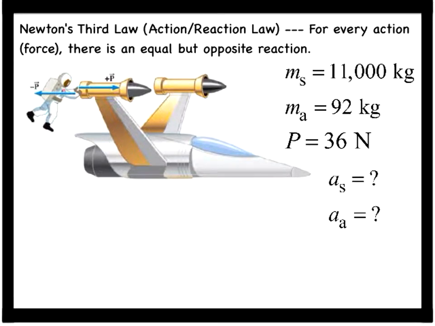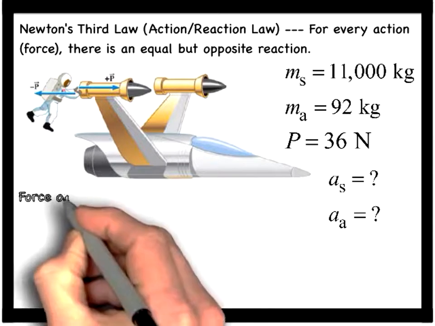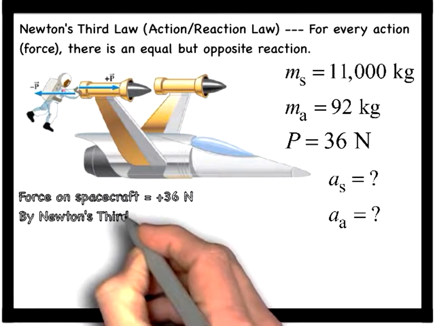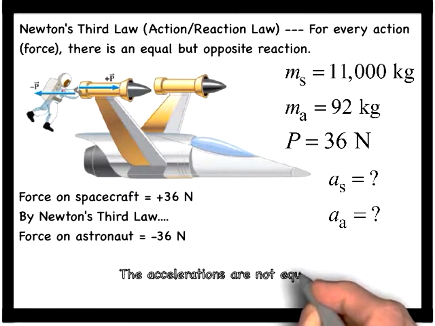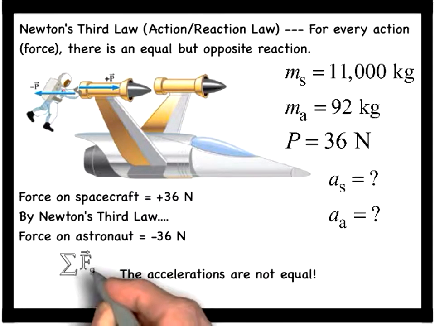Consistent with Newton's third law, when the astronaut applies a force of positive 36 newtons to the spacecraft, the spacecraft applies a reaction force of minus 36 newtons to the astronaut. As a result, the spacecraft and astronaut accelerate in opposite directions. You might have initially thought that since the magnitudes of the two forces are equal, the accelerations of the two objects would be equal as well. However, that's not the case as the astronaut and spacecraft have different masses.